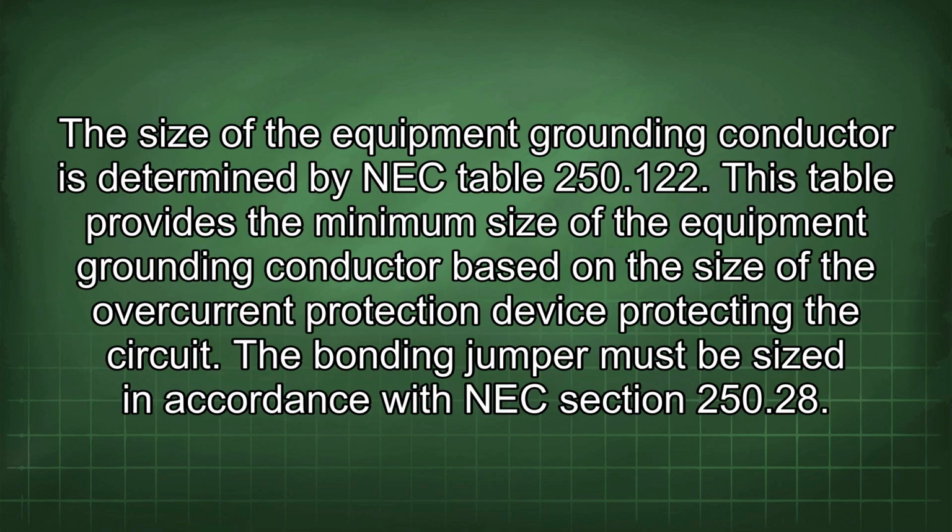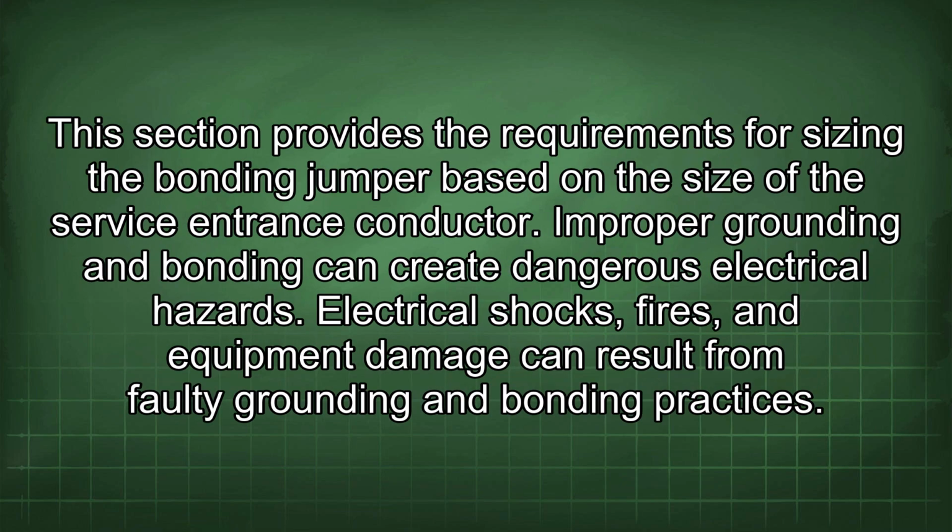The size of the equipment grounding conductor is determined by NEC table 250.122. This table provides the minimum size of the equipment grounding conductor based on the size of the overcurrent protection device protecting the circuit. The bonding jumper must be sized in accordance with NEC section 250.28. This section provides the requirements for sizing the bonding jumper based on the size of the service entrance conductor.